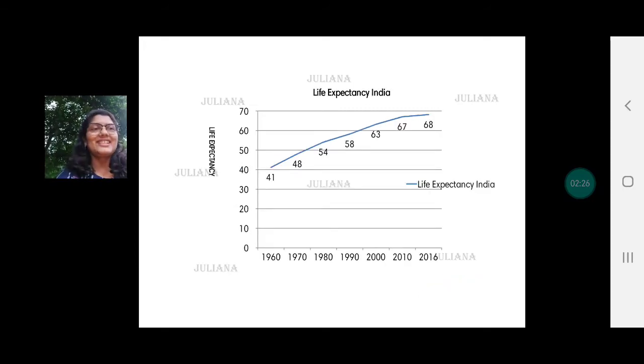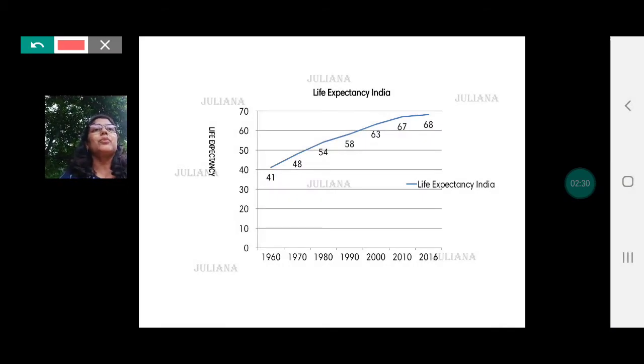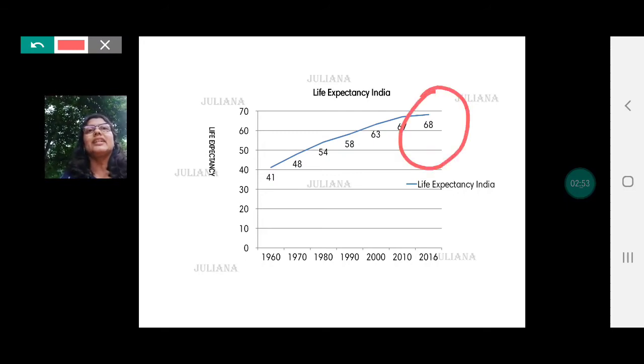So I guess now you have seen. In 1960 it was 41. In 1970 it went up to 48. In 1980 it went up to 54. Then in 1990 it went up to 58. In 2000 it went up to 63. In 2010 it went up to 67, and in 2016 it went up to 68. So at present what is our life expectancy? In India it is 68.